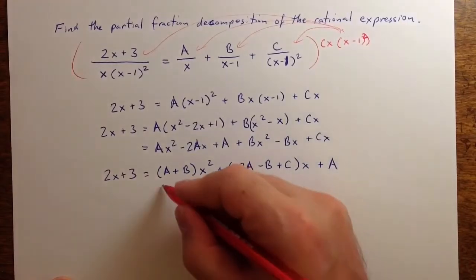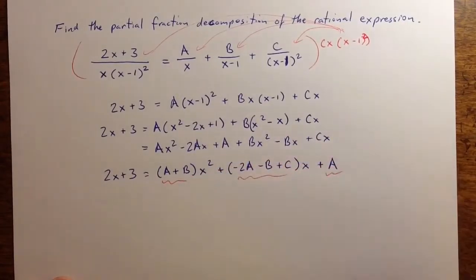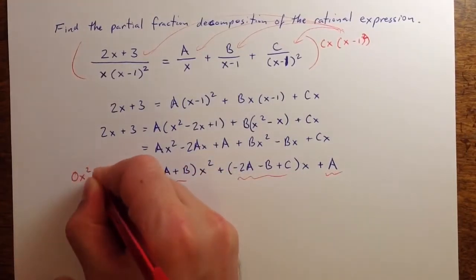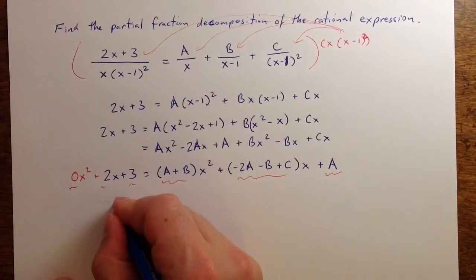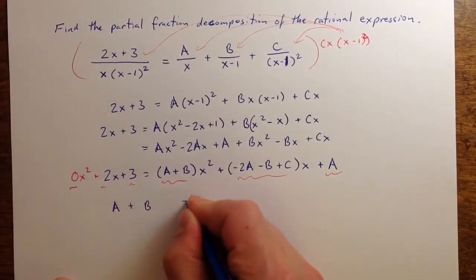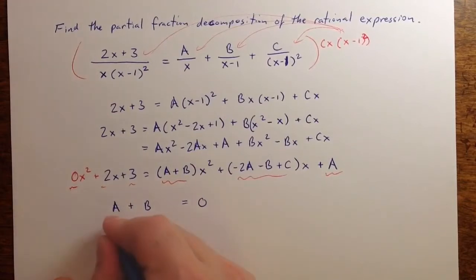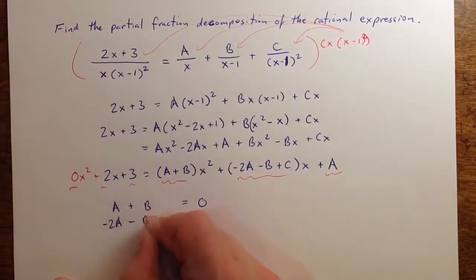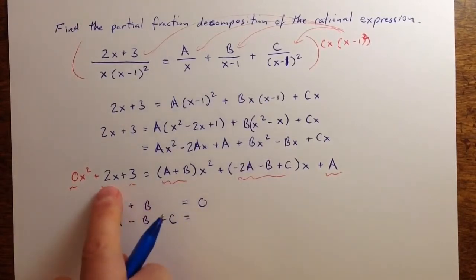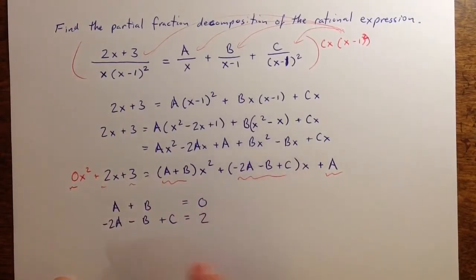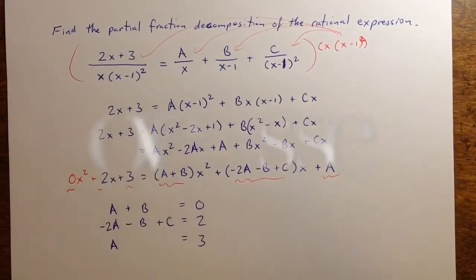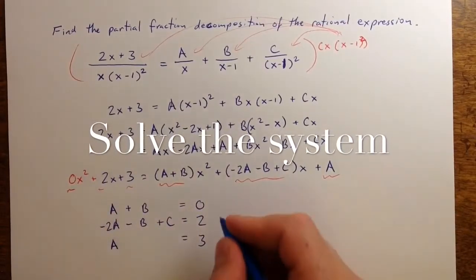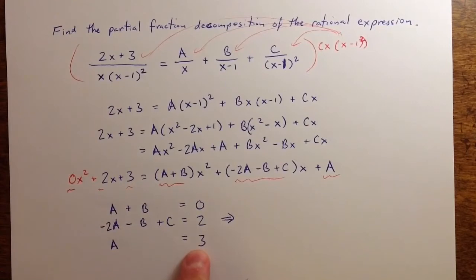So I want to compare the coefficients of x squared and x and the constant with the coefficients on the other side. We notice that there is no x squared term, so I can think of that as having a coefficient of 0. And I can develop a system of equations. First, A plus B equals 0 comes from the x squared terms. Negative 2A minus B plus C equals 2 from the x terms. And finally, A has to equal 3. So this is a pretty nice system of equations to solve, because we can simply identify A right away.